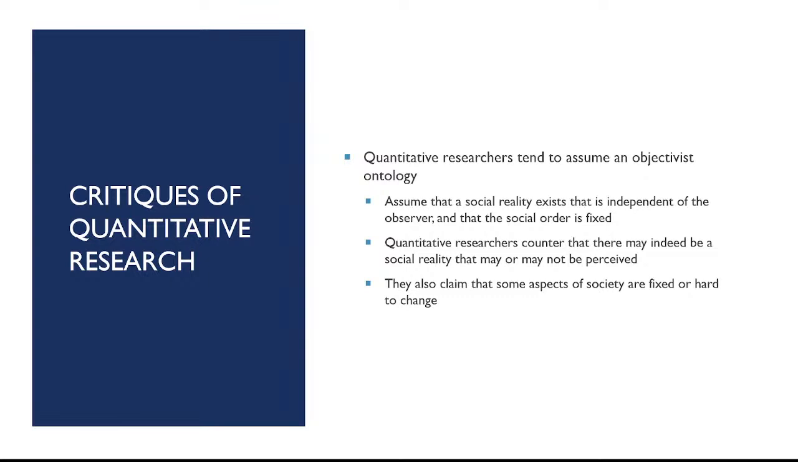Yeah, quantitative researchers basically say there might be a social reality that may or may not be perceived, right? And sometimes you find a correlation between things that people aren't aware of. They're not aware of how their upbringing or something that happened to them in youth ultimately affects decisions they make years later. And they also claim some aspects of society are fixed and hard to change, and that they can therefore be measured.